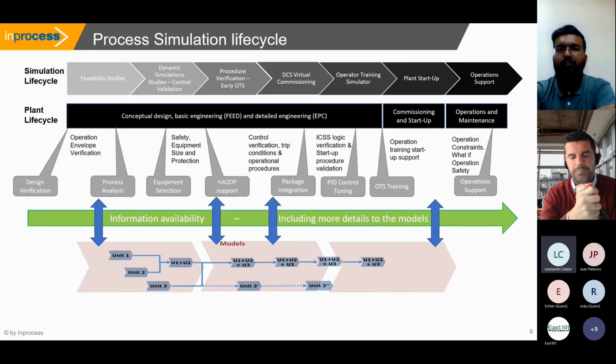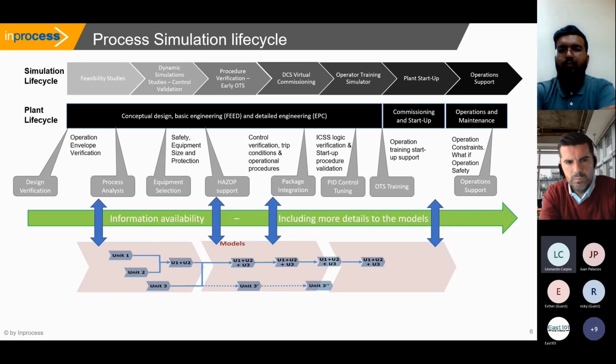So what do we normally do? We start the DCS virtual commissioning phase when we have the ICSS at maybe 50%. With this 50%, we start analyzing the ICSS. We start making the connections between the model and the ICSS, and then we start getting findings. With these findings, we provide feedback to the clients so they can update the ICSS.